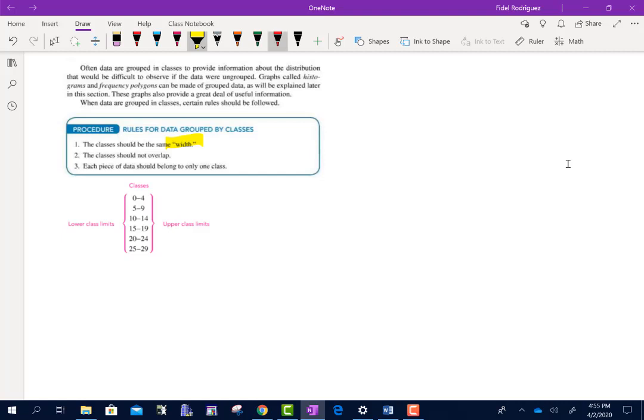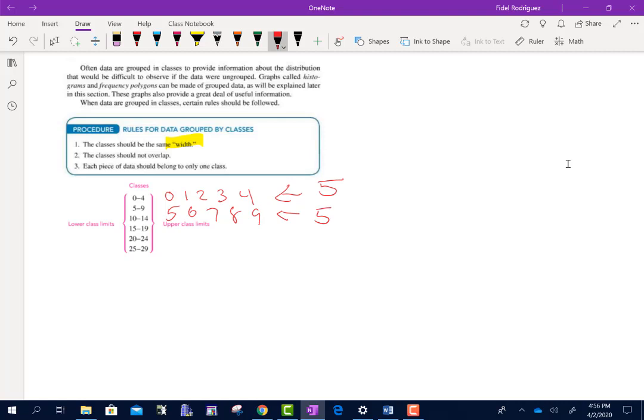What do we mean by the width? If you look here, this class is going to be the numbers 0 through 4. That means that the numbers 0, 1, 2, 3, and 4 are in there. How many numbers do I have here? I have a total of 5 numbers. Look at the next one: 5, 6, 7, 8, 9. How many numbers do I have there? I have 5 numbers in there, right?